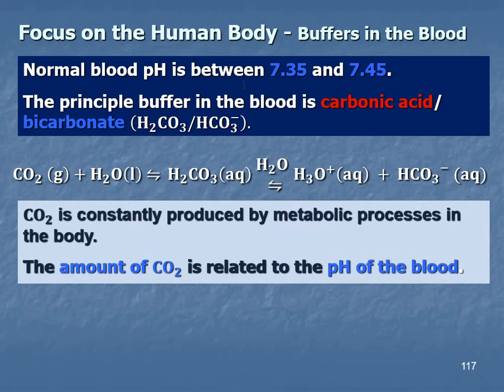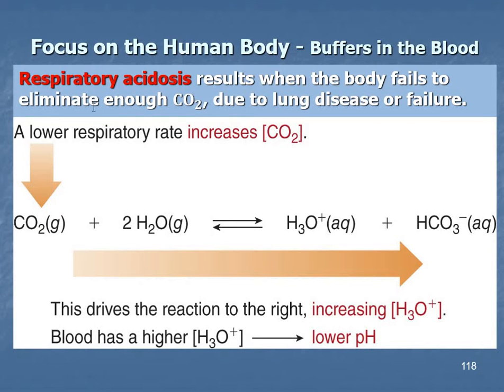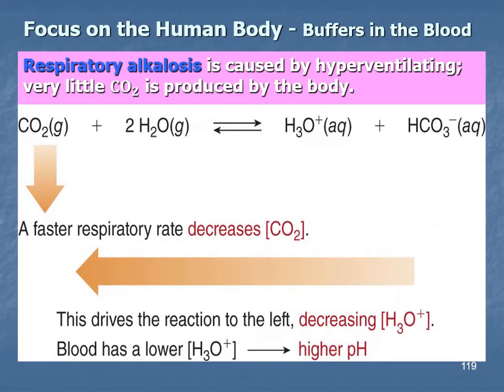If we focus on the human body, one of our very important buffers is the carbonic acid bicarbonate buffer, because we're constantly breathing in and out CO2, and we need to get it out of our blood and make sure our blood doesn't become too acidic. So respiratory acidosis results when the body fails to eliminate CO2. People hold their breath, and we end up having some problems. So they have them blow in a bag and do things like that.